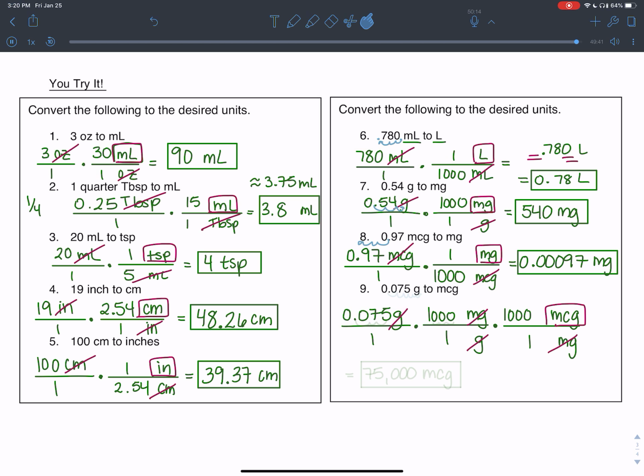We are multiplying by 1,000 twice, right? Moving the decimal 6 times is really 1 million. So we're multiplying by 1 million, or moving the decimal 6 times. 1, 2, 3 would make it 75. 1, 2, 3 more would make it 75,000 micrograms. Sorry, I got a little over the top there. That's the answer. All right. Hopefully this helped. Thanks for watching.